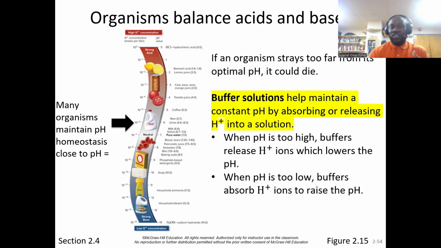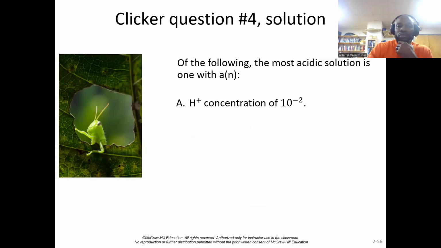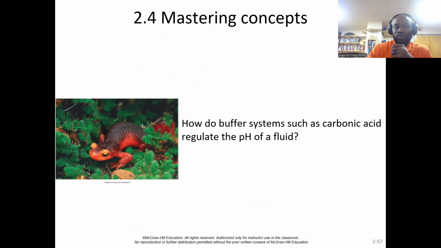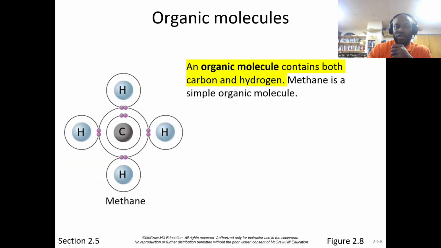And your body, but also animals and plants, have natural buffers in them to be able to control the pH, because if the pH were to get too high or too low, it could cause proteins to denature, therefore become ineffective. Therefore, your body cannot perform the functions necessary to stay alive. And you can answer these questions on your own. I won't do them right now.